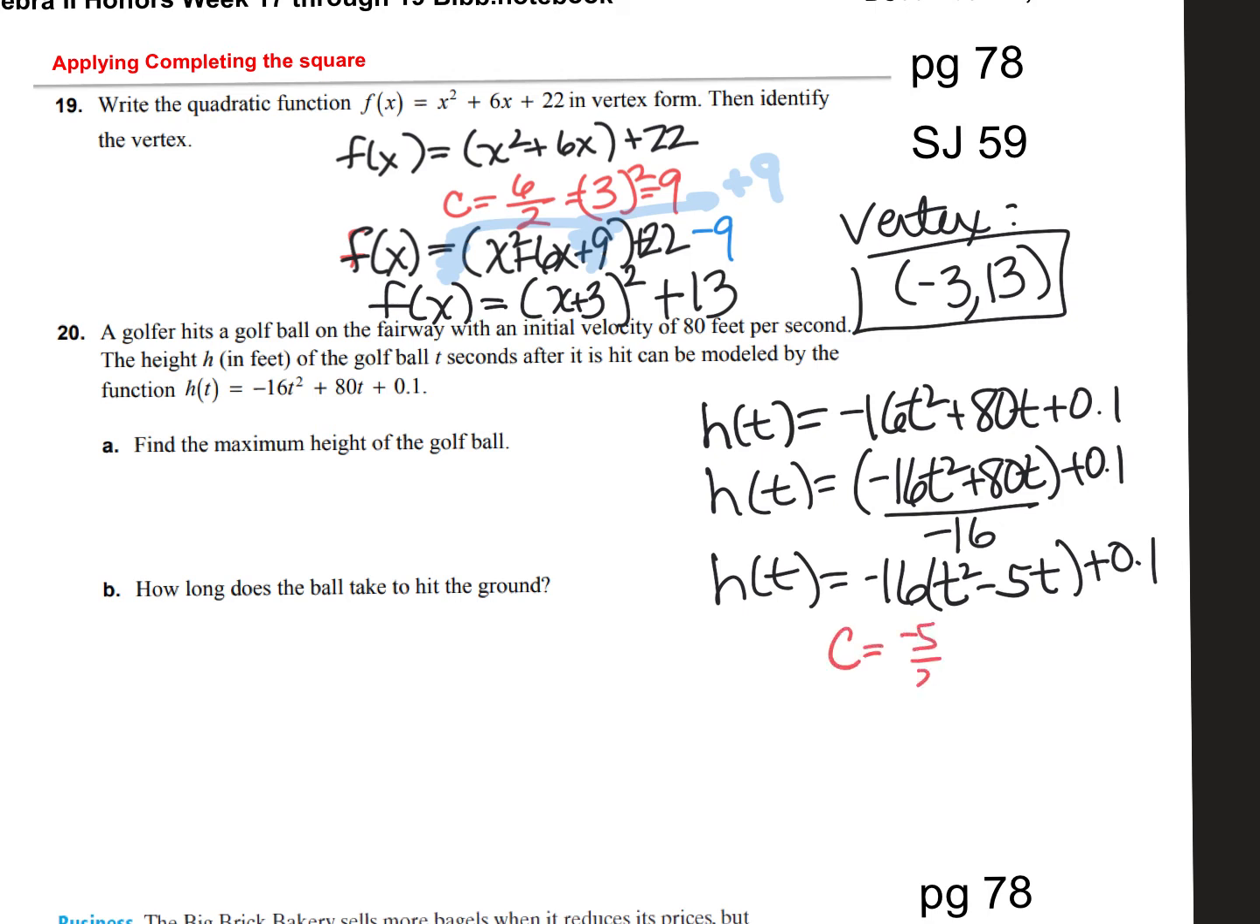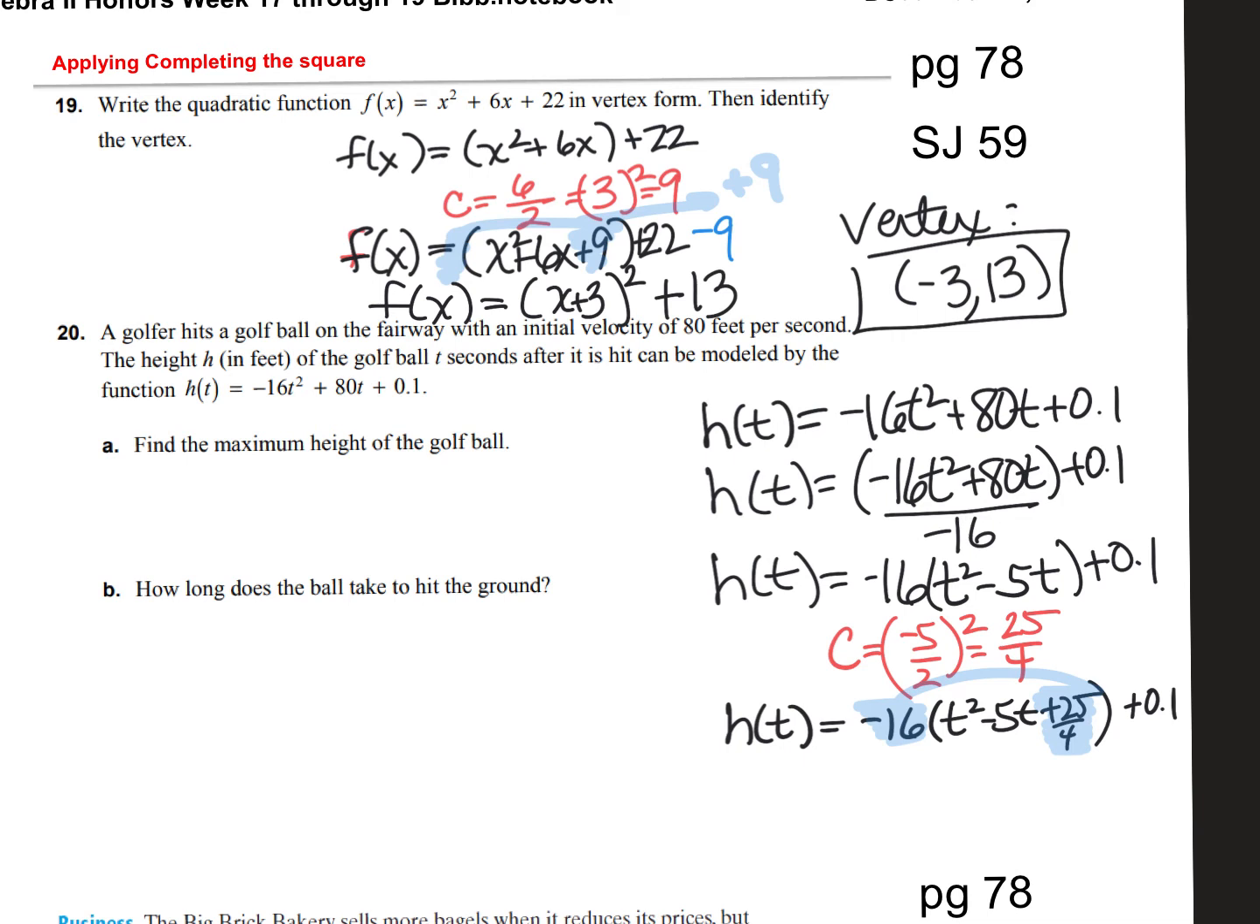Take b, divide it by 2, square it, I get 25/4. Add that inside the parentheses. So negative 16 times t squared minus 5t plus 25/4. And then, of course, that plus 0.1 is still hanging out there. Next, I'm going to multiply the number on the outside with the constant I just added inside the parentheses.